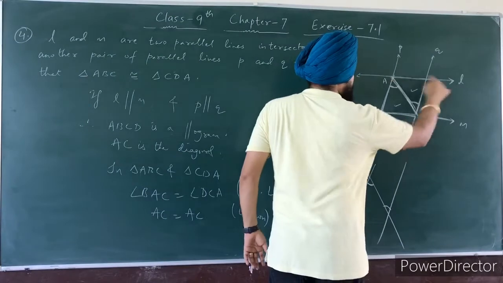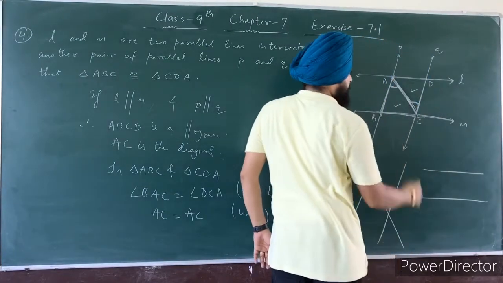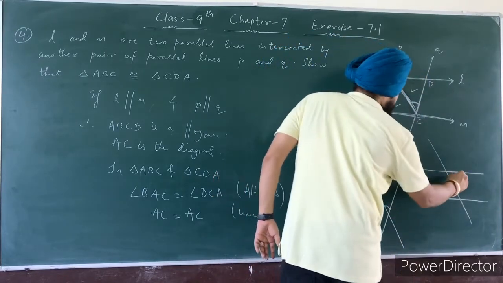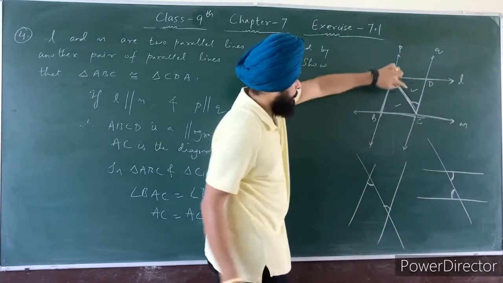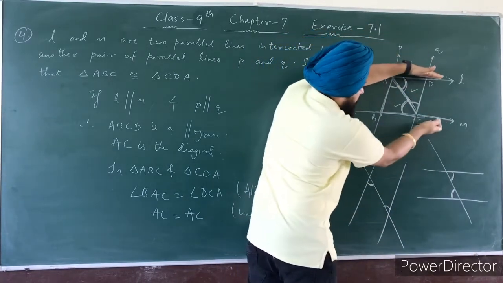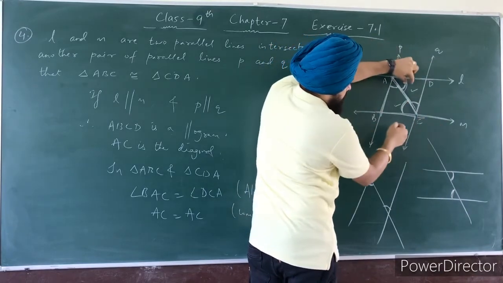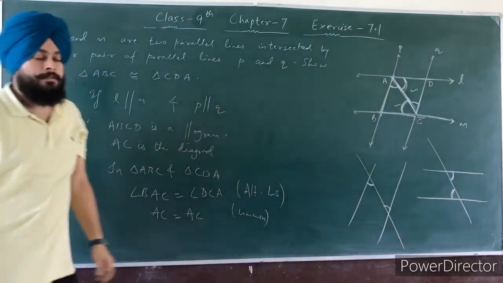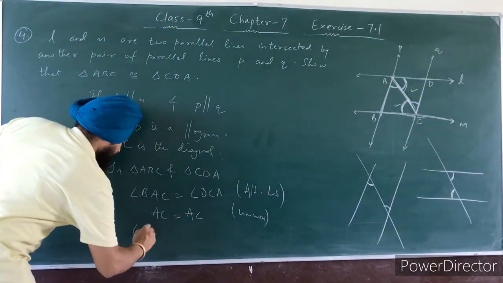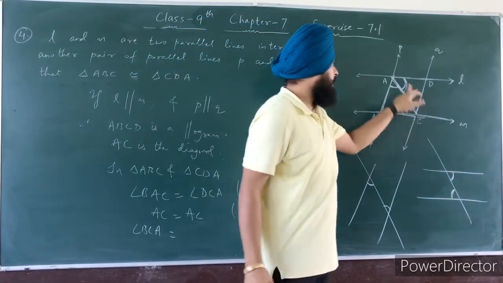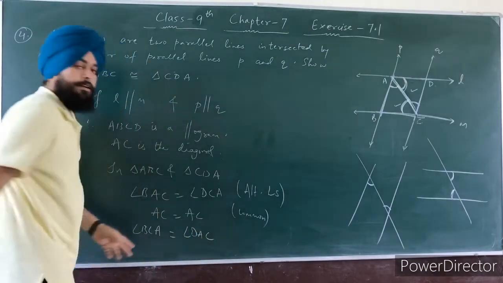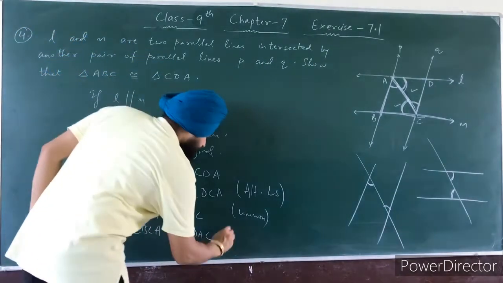And the third one is again the same. If L is parallel to M, then this is the transversal. Then the pair of alternate angles are also equal. If both are parallel lines, then this is the transversal, and these are also a pair of alternate angles. So the angle is angle BCA, which is equal to angle DAC. The reason is again the same: alternate angles.